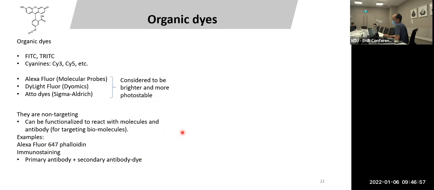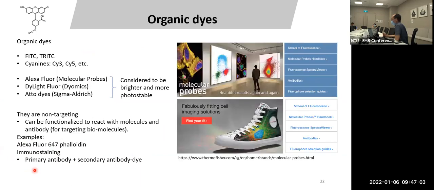Right? So that's how you actually use the organic dyes for fluorescent imaging. And you can go to the Thermo Fisher website. There are a lot of resources there, a lot of things you can read up on. For example, the fluorescence spectrum that I showed you a few slides earlier is generated from the fluorescence spectral viewer on this website, right?